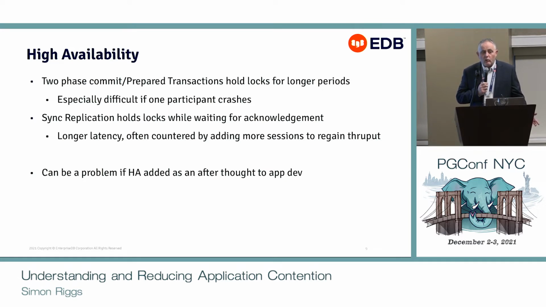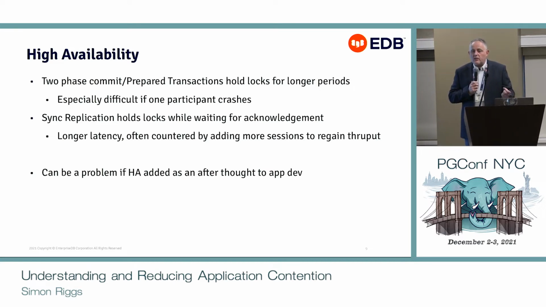Synchronous replication also holds locks while you're waiting for acknowledgement from the remote system, and that will give you significantly longer latency for your transactions, and therefore for the lock waits that would be produced by that. Typically the system can manage each statement in less than 1 millisecond, but you might easily see 10 to 50 milliseconds of synchronous waiting time. So the actual duration of the lock wait, and therefore the contention, could be 100 times larger as a result. This can be a problem if HA is added as an afterthought to applications.